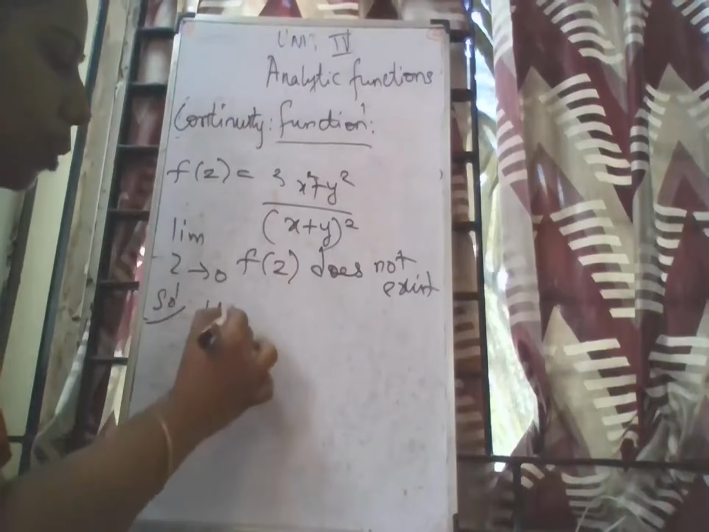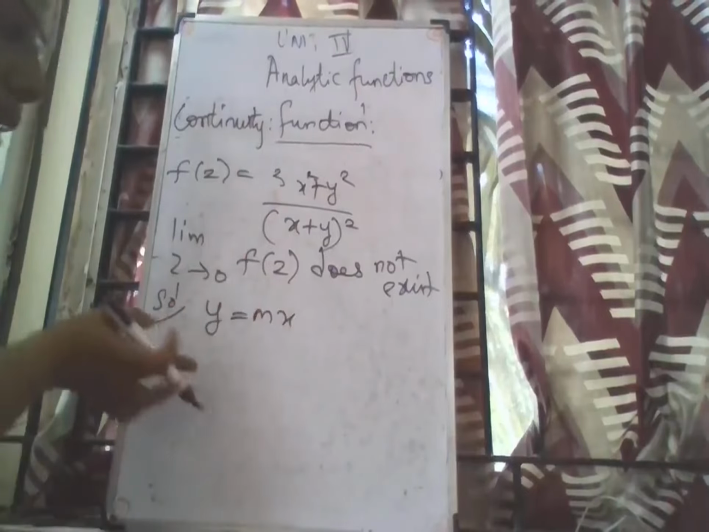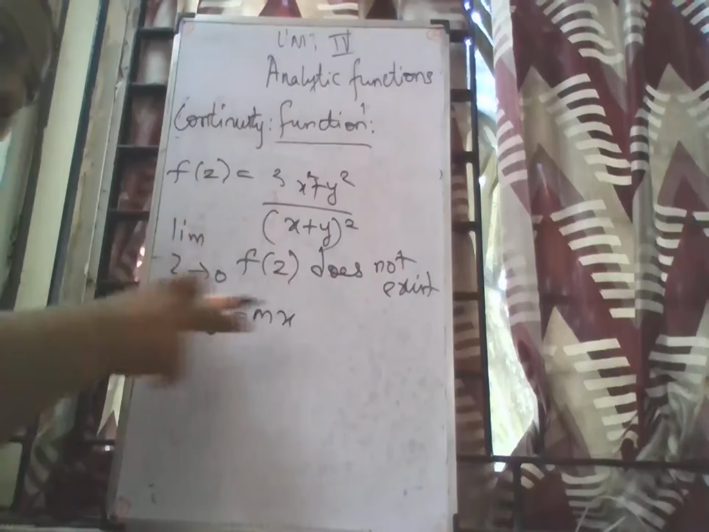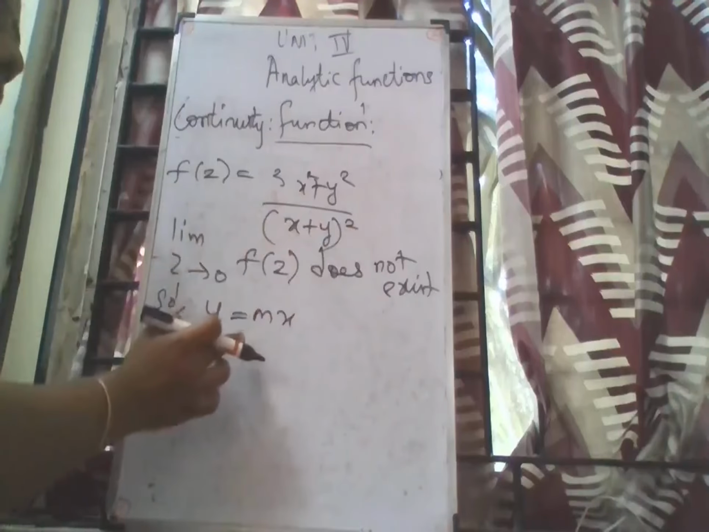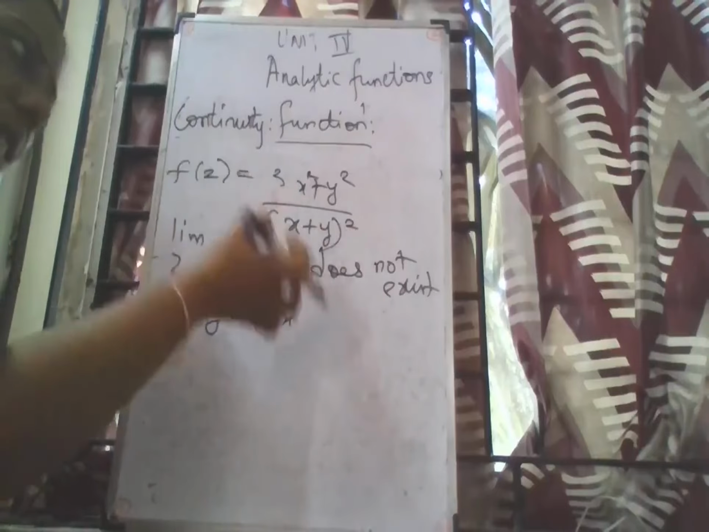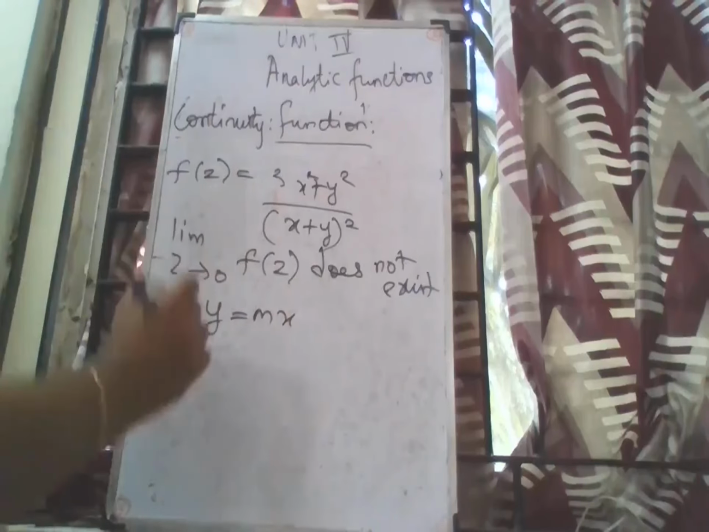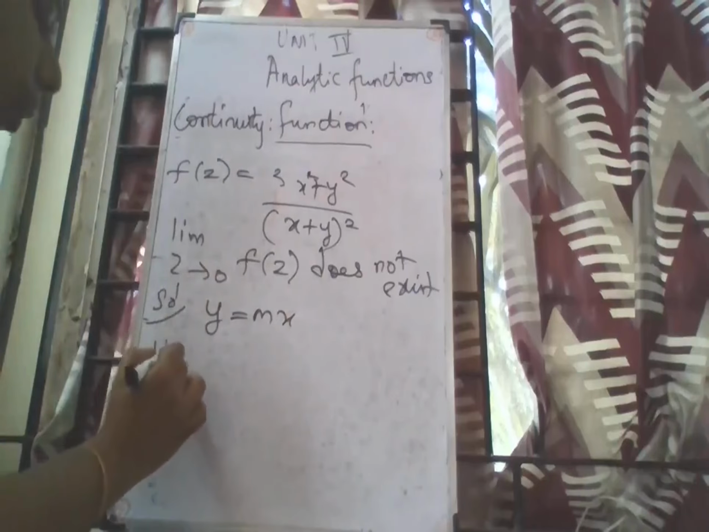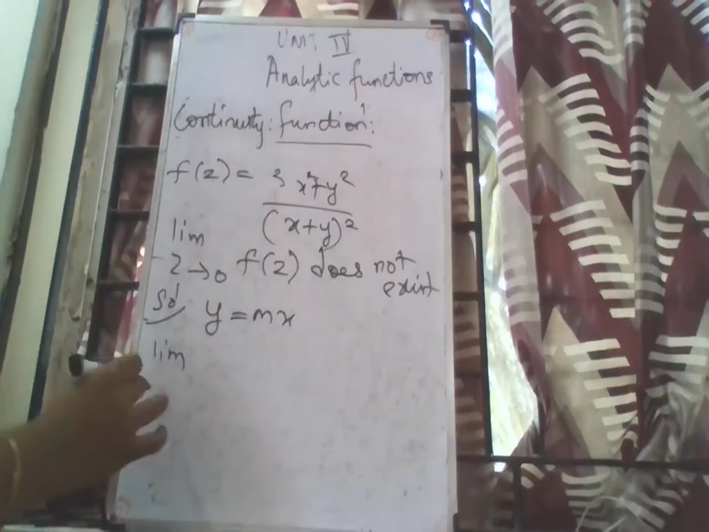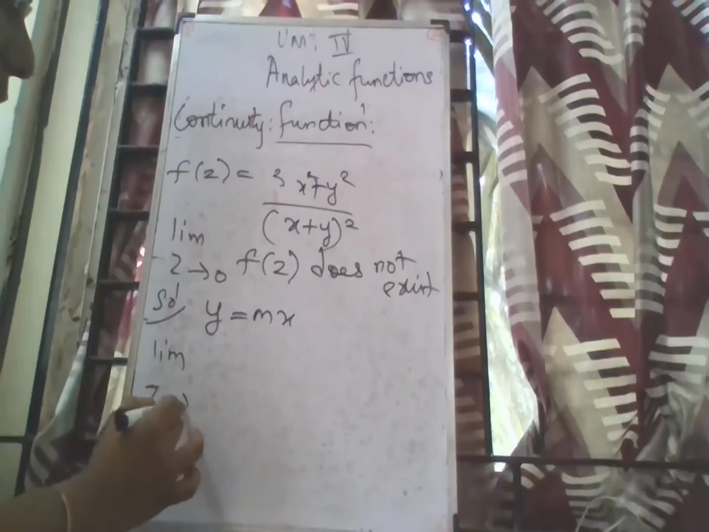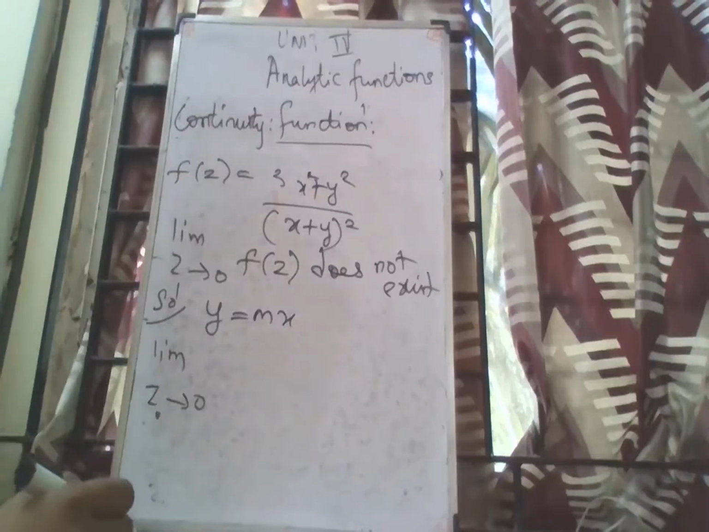So for the solution or proof, I'll consider y equal to mx here. This is nothing but a path, as everyone knows, y equal to mx. Through this path I'll check whether the limit of f of z exists or not. Let us define, according to the definition of continuity, I'll take the limit as z tends to 0. What do you mean by z naught over here?